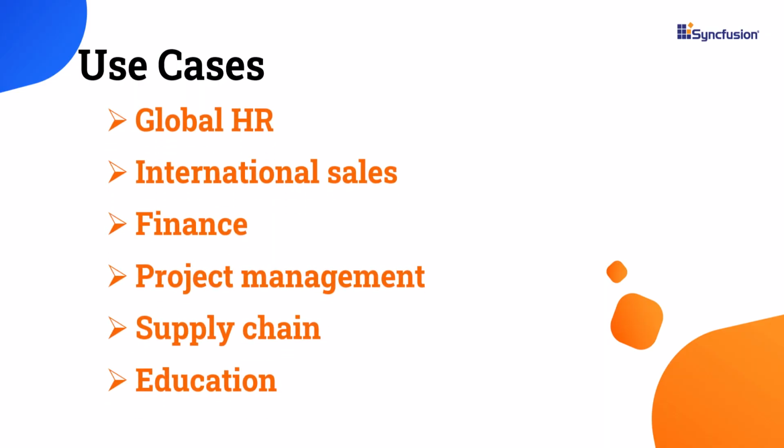Now, let's look at some real-world use cases for this AI-powered Excel translator. In global HR, it helps translate employee records and policies for global teams. In international sales, it supports the translation of product details and customer data. In finance, it ensures accurate translation of reports and invoices. It improves collaboration and project management by translating plans and updates across teams. In supply chain, it helps manage logistics and supplier data across regions. And in education, it makes study materials and documents accessible to a wider audience.